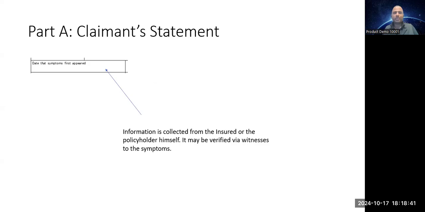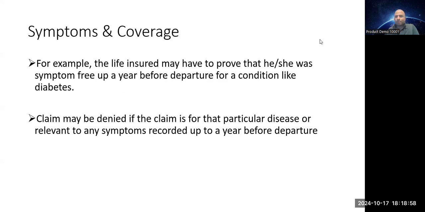All right, your claimant statement. Your information is collected from the insured or the policyholder himself, and this information can be verified. You can check on this information via witnesses to the symptoms, and the date that the symptoms first appeared. For symptoms and coverage, for example, the life insured may have to prove that he or she was symptom free for about a year before departure for a condition like diabetes. Your claim may be denied if a claim for that particular disease, or relevant to any symptoms, was recorded up to a year before departure. This is for travel insurance.